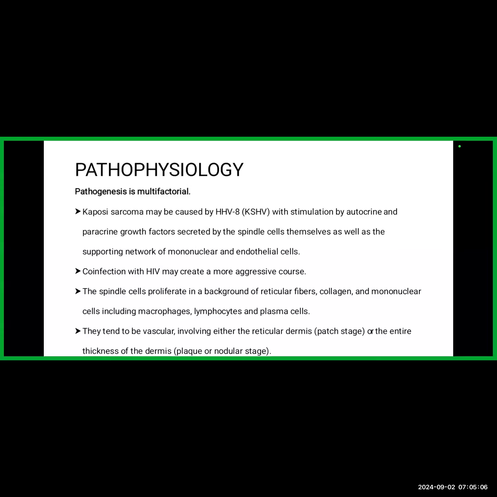Pathogenesis is multifactorial. Kaposi sarcoma may be caused by HHV8 virus with stimulation by autocrine and paracrine growth factors secreted by the spindle cells themselves, as well as the supporting network of mononuclear endothelial cells. Co-infection with HIV may create a more aggressive course. The spindle cells proliferate in a background of reticular fibers, collagen, and mononuclear cells, including macrophages, lymphocytes, and plasma cells. They tend to be vascular, involving either the reticular dermis, which is called the patch stage, or the entire thickness of the dermis, which we call the plaque or nodular stage.